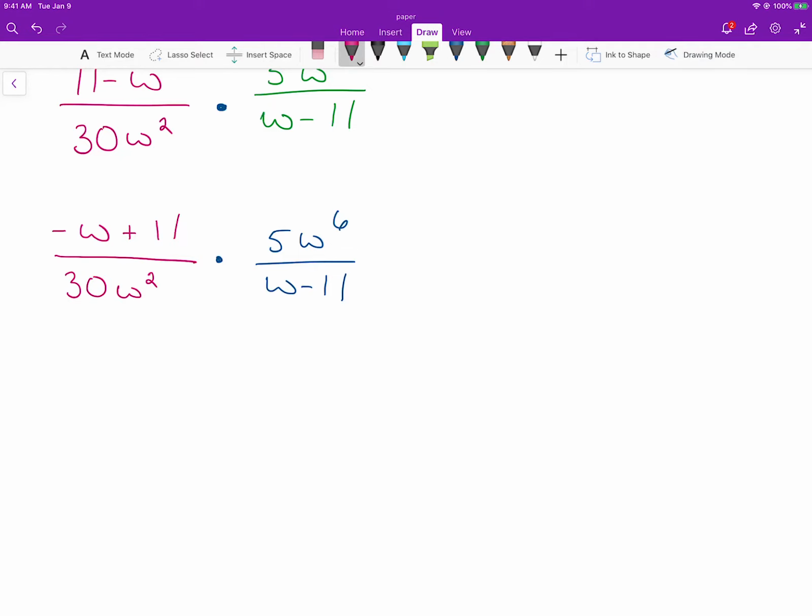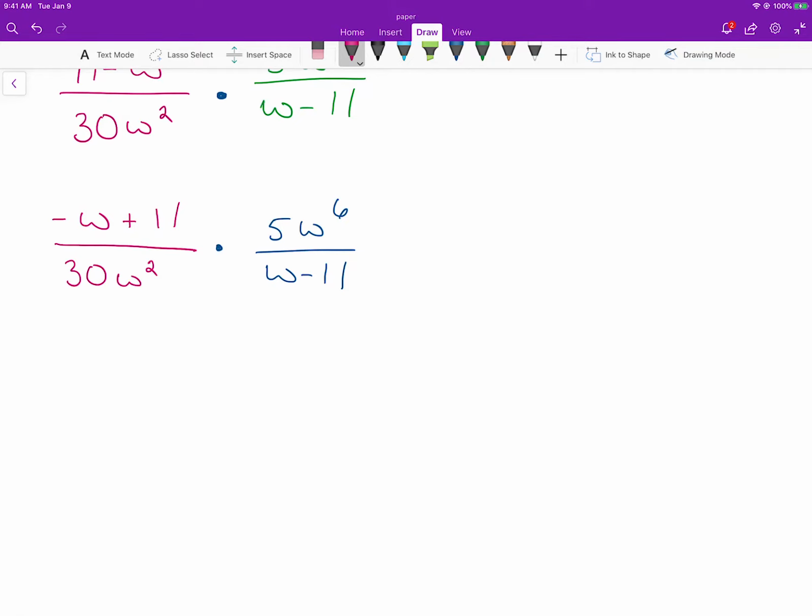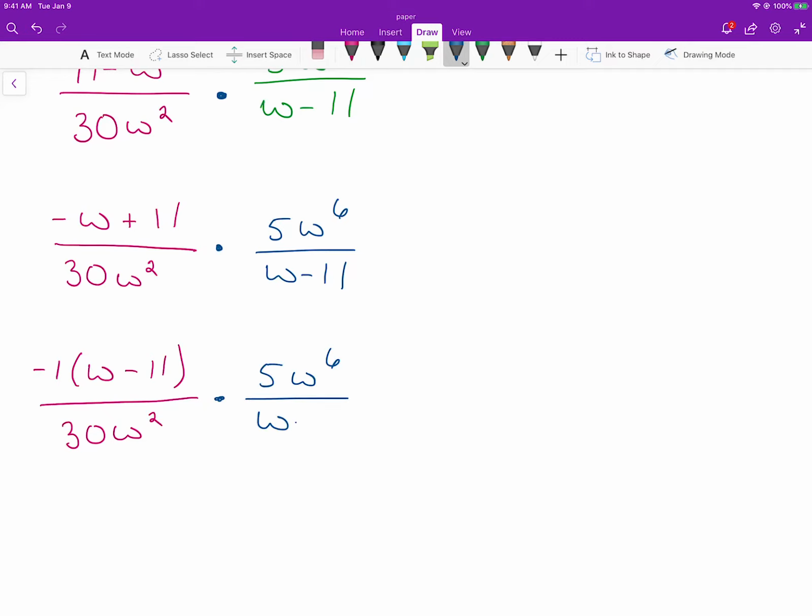Now I'm going to think of this as I can almost cancel them out except I have the positives and the negatives. And it's sometimes easier to see if I factor out a negative 1. Because if I do that and think of it like a greatest common factor, I'm left with w minus 11. And now they're going to be exactly the same, the factors. And we can see how those two cancel out and we're left with a negative 1 over 5w to the sixth over w minus 11. So this will simplify.